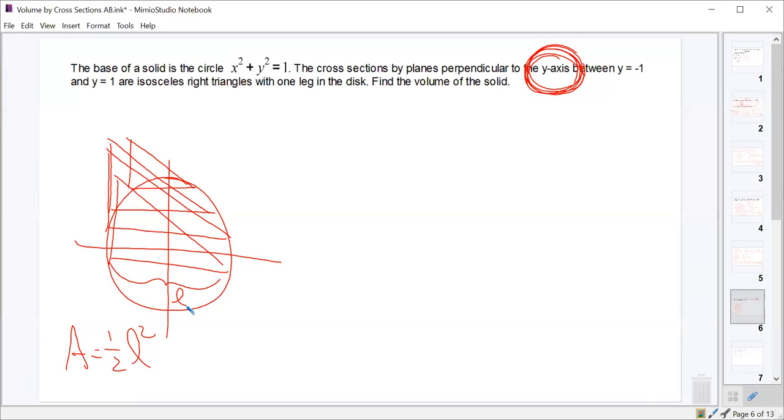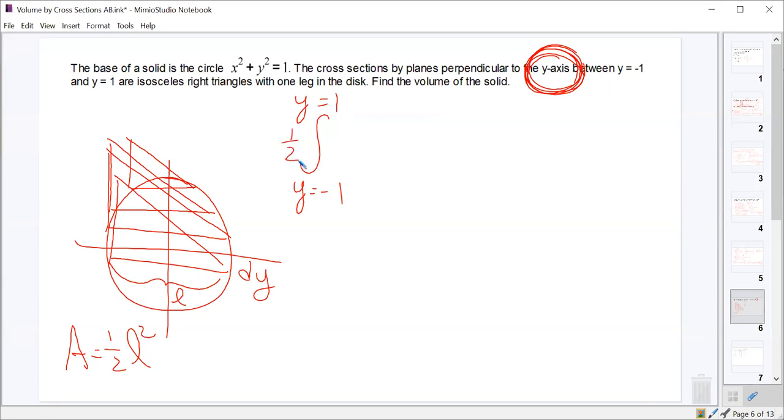All right. We have to do it in terms of y because our cross sections are perpendicular to the y-axis, and so these little triangles here have a thickness in the y direction. They have a thickness of dy. So what we want to integrate is from y equals -1, the bottom, to y equals 1, the top. You don't have to write the y equals. I'm just writing that to make a point that we're doing this one in terms of y, not in terms of x. On the AP test, you don't have to write y equals. So we're going from y equals -1 to y equals 1.